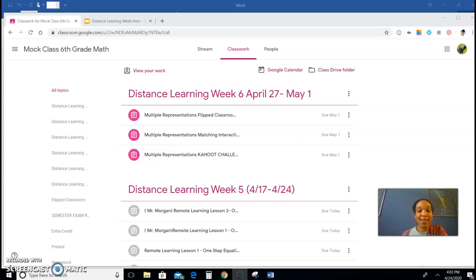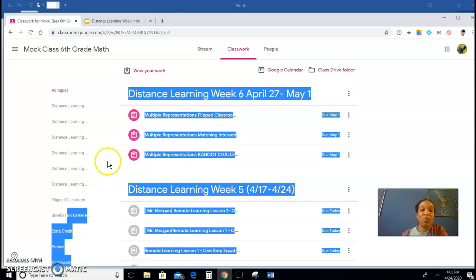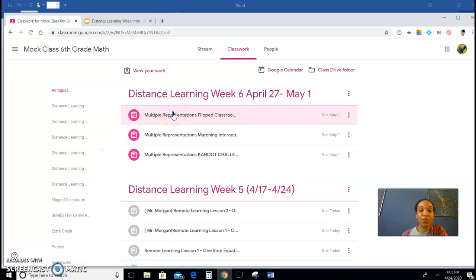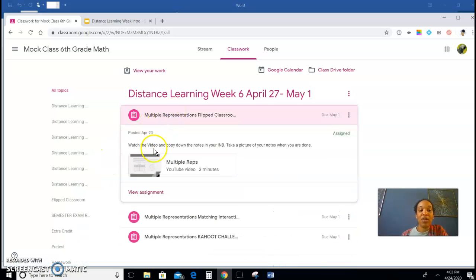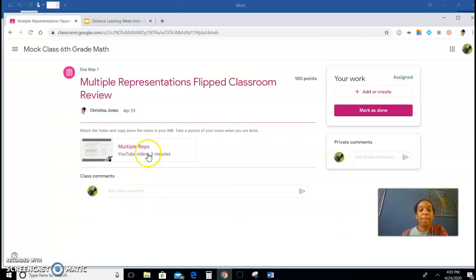Let's take a look at this week's assignments. The first thing you're responsible for doing is doing the multiple representation flipped classroom. When you click on the flipped classroom, you will see a video given by Rachel Sanders, and you're going to copy down your notes in the IMB. Take a picture of your notes when you're done and mark it as done. Please make sure you copy down the notes in your IMB. Now, some of the graphs you may not be able to copy, but you should be able to copy the XY tables and the equations.